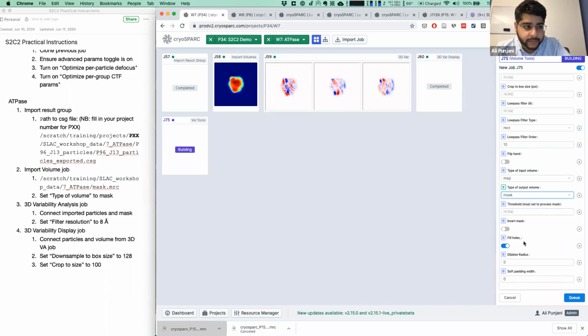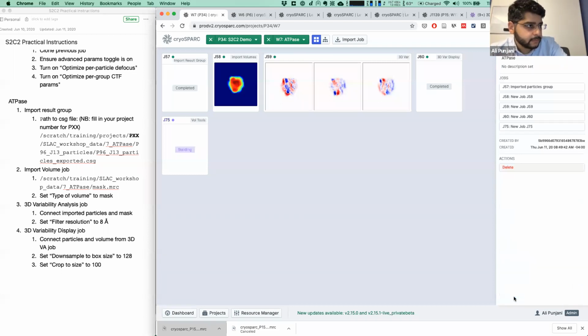And when you do that, you have choices to, for example, dilate the mask, threshold the volume, pad the mask with a soft edge, invert the mask, and so on. So a lot of those operations are available, but the actual act of selecting parts of a structure has to be done in a 3D visualization program, right, like Chimera. And then you can use the import facilities to import volumes or masks from those sources.